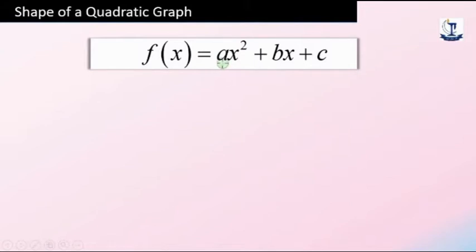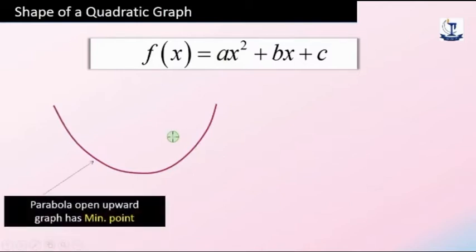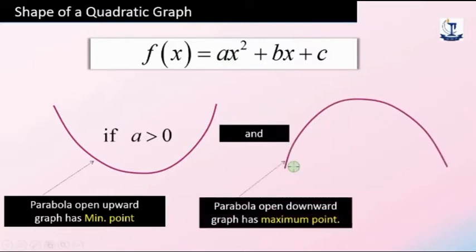If the coefficient of x square is positive, then the parabola opens upwards and the graph has the minimum point. And if the coefficient of x square is negative, then the parabola opens downwards and the graph has the maximum point.